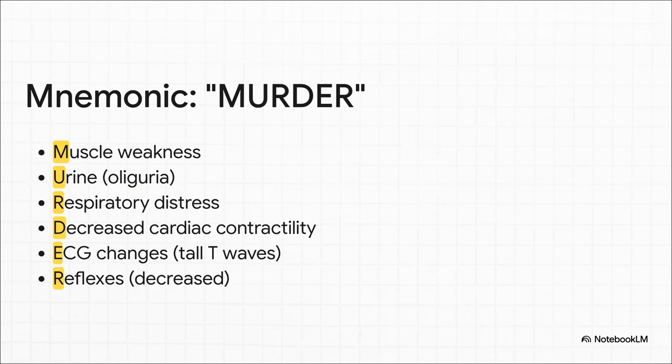And of course, there's a mnemonic for hyperkalemia too. This one's pretty dramatic, so it's easy to remember. MURDER. That's M for muscle weakness, U for urine output dropping way down, R for respiratory distress, D for decreased cardiac contractility, E for those ECG changes, and R for decreased reflexes. It spells out all the danger signs.